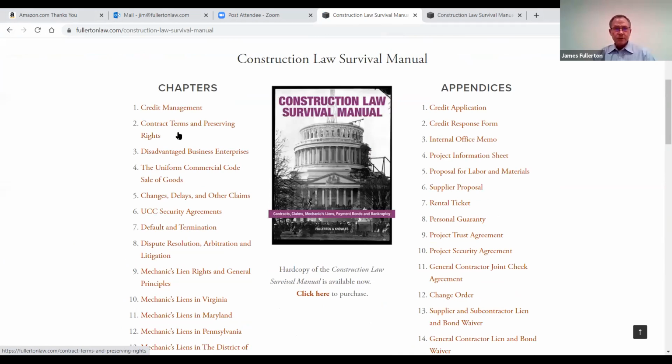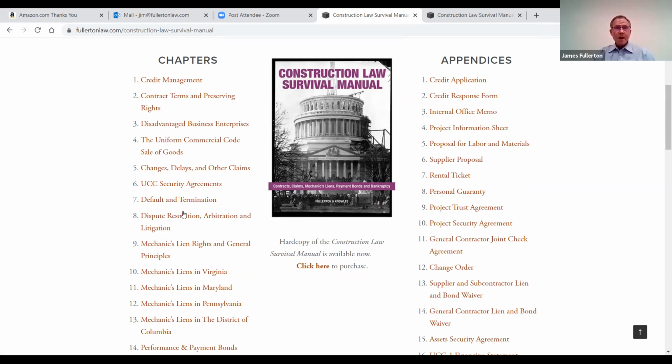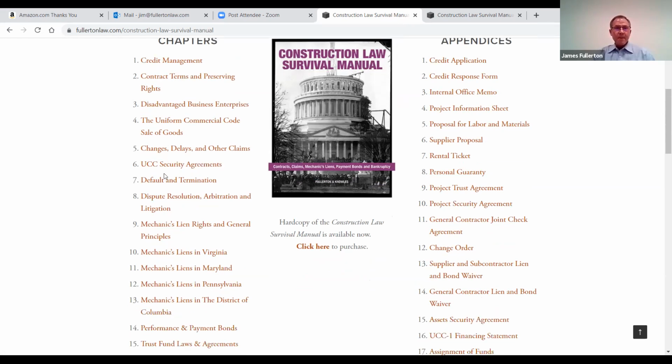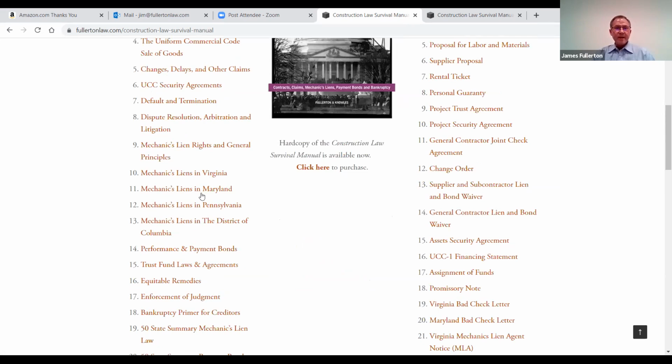Contract terms and preserving rights is what we will do in the next seminar. What is it, November 9th? It's sometime early in November. Doing business with disadvantaged business enterprises, the Uniform Commercial Code. But more than half of the book regards mechanics liens and payment bonds and trust fund laws in Virginia, Maryland, and the District of Columbia. That is the most complete book on those subjects in existence.